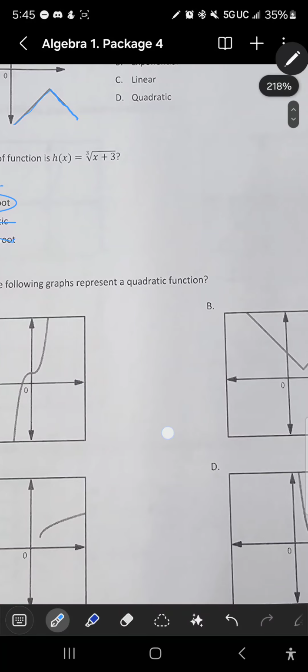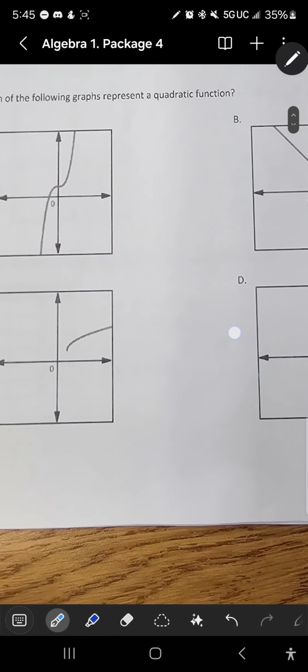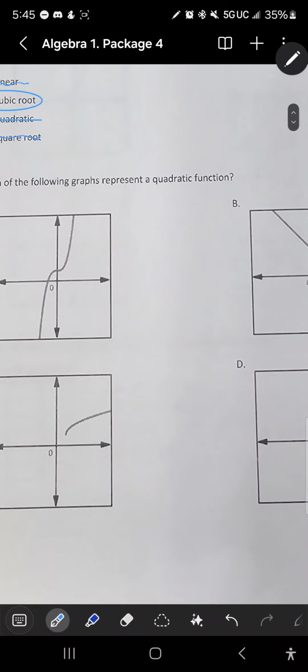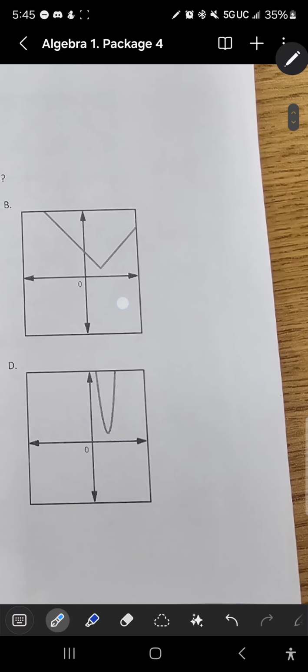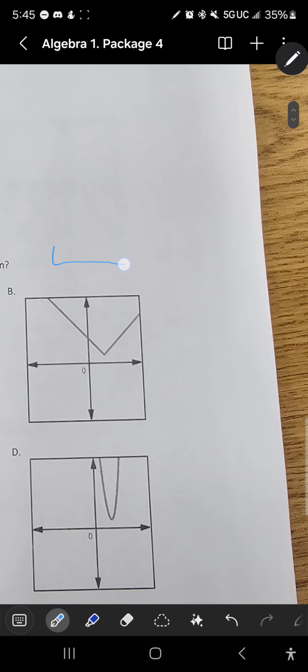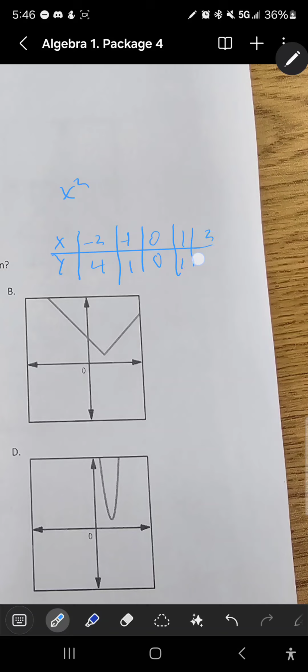Now let's see. Which of the following represents the graph of a quadratic function? So now you should be familiar with the type of graph. But if not, as I said before, you can use this. Say, okay, I have x and y. The function is x squared. Now, -2 squared is going to be 4, -1 squared is 1, 0 squared is 0, 1 squared is 1, 2 squared is 4.